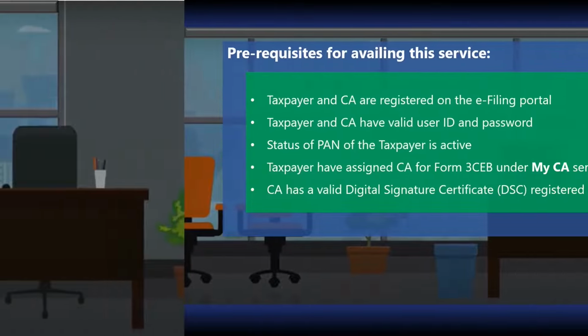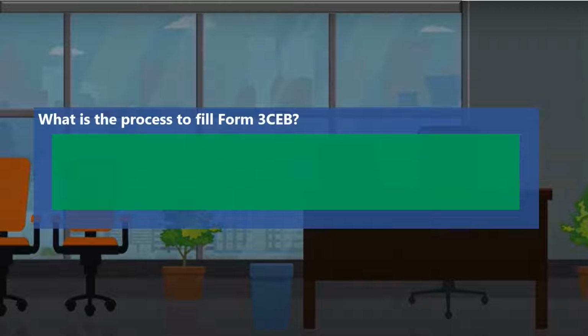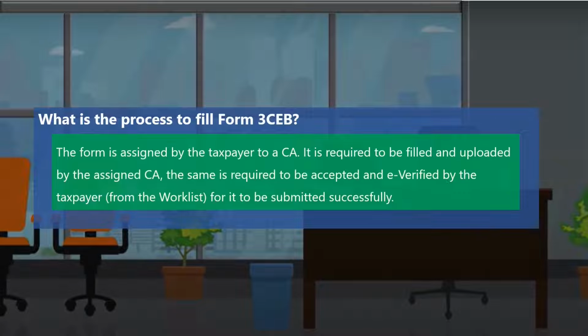The process to fill Form 3C-EB is that the form is required to be assigned by the taxpayer to a chartered accountant. It is then required to be filled and uploaded by the assigned chartered accountant, and the same is then required to be accepted and e-verified by the taxpayer for it to be submitted successfully. Let us first look at the form at a glance.